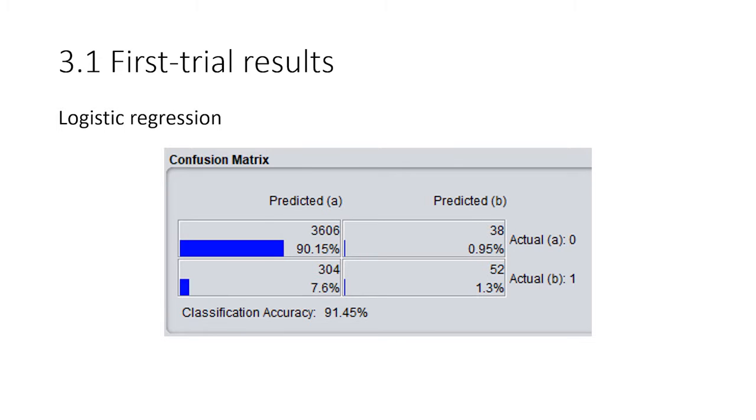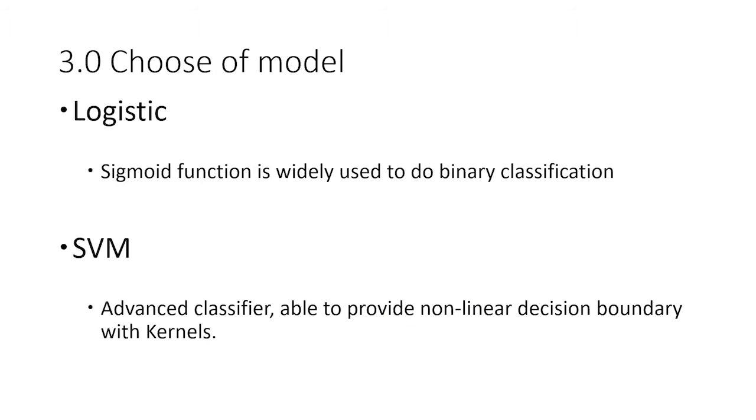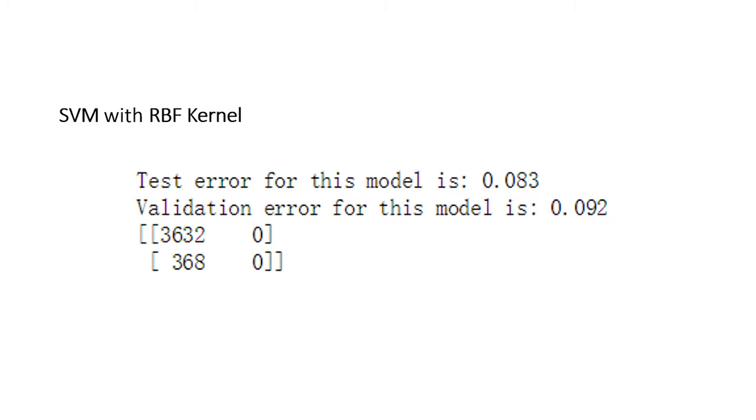And let's see some first trial results. Here's the logistic regression. You can see the accuracy is around 91.45%. And the support vector machine with RBF kernel. Here the test error for this model is 8%, which means the accuracy on the test set is around 92%.